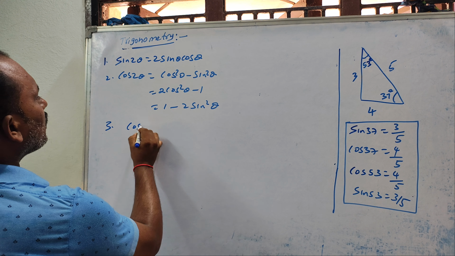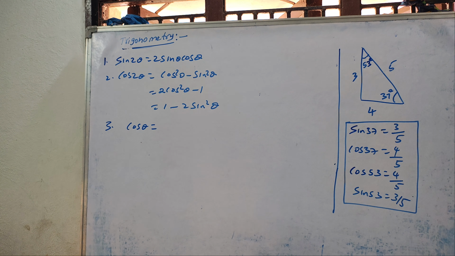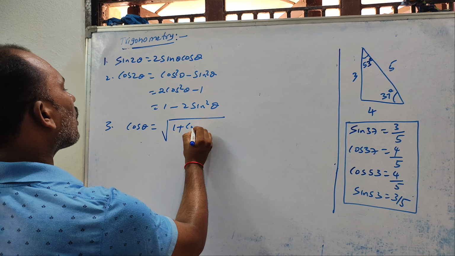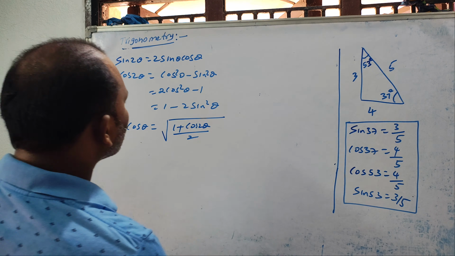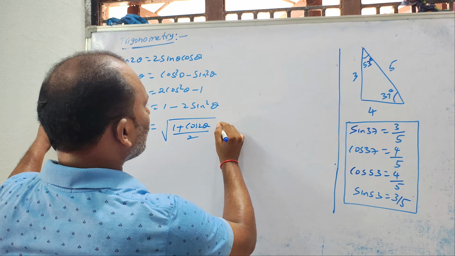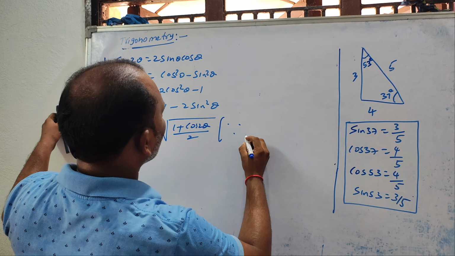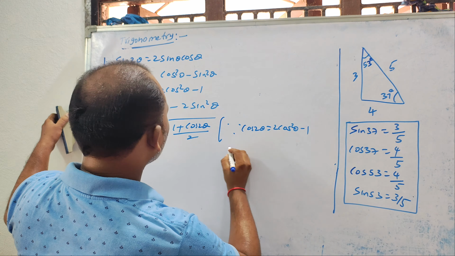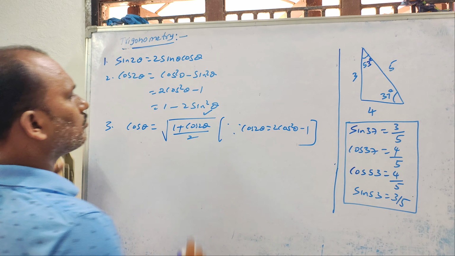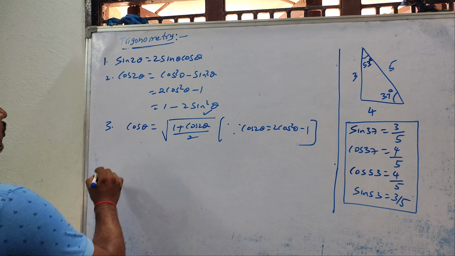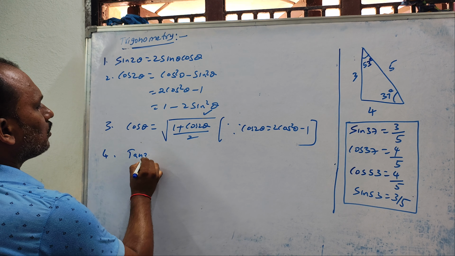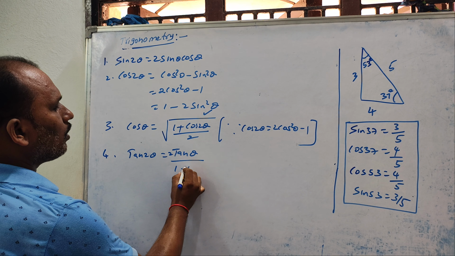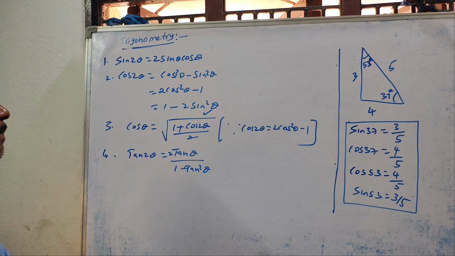Next, cos theta is equal to root of (1 plus cos 2 theta) by 2, a very important formula. How do we get the derivation? If people want the derivation, taking this one, cos 2 theta is equal to 2 cos square theta minus 1, from this you get this one. Fourth formula: tan 2 theta is equal to 2 tan theta by 1 minus tan square theta, keep in mind.